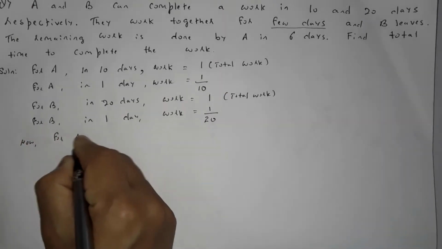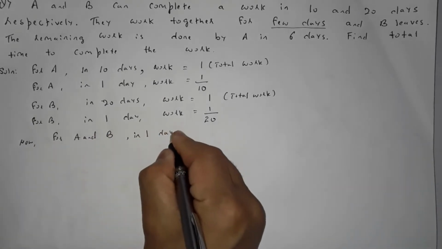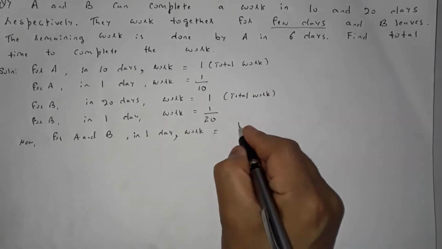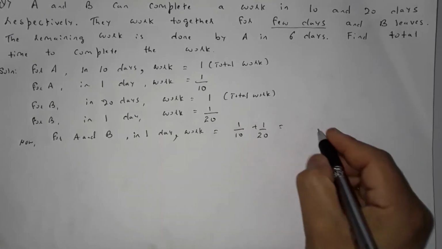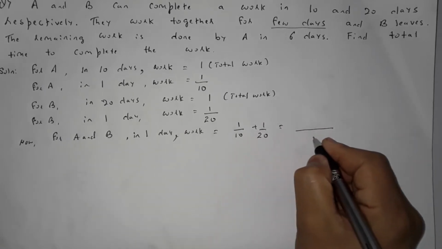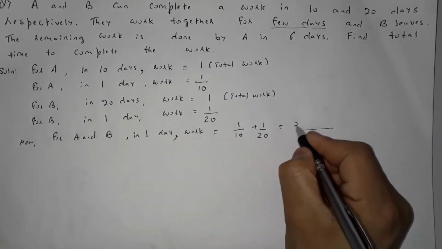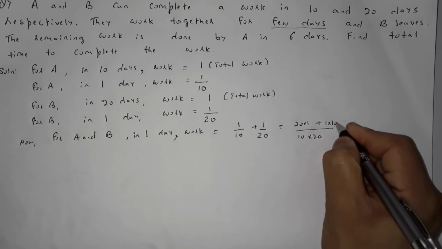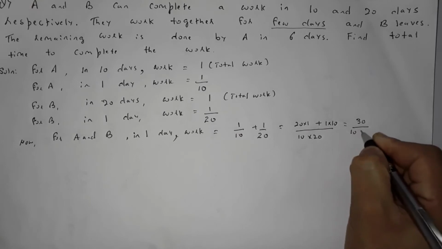Okay, so now for A and B together, in 1 day, how much do they complete the work? Work equal 1 by 10 plus 1 by 20. Okay, so these two numbers multiply here, 10 into 20, and this 20 into 1 cross multiply, 20 into 1 plus 1 into 10. So 20 plus 10, that's 30 by 10 into 20.